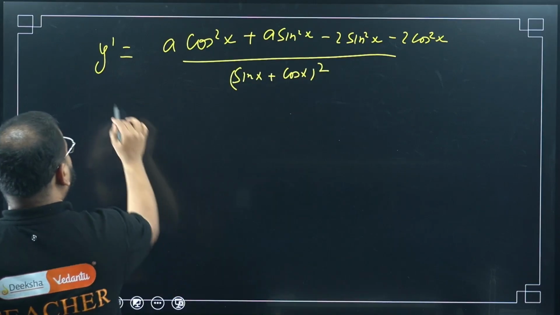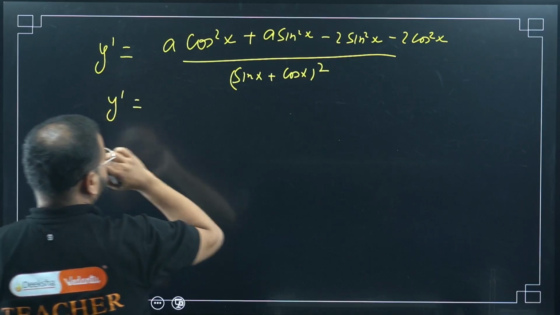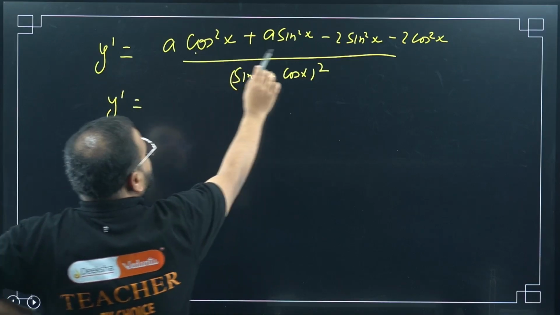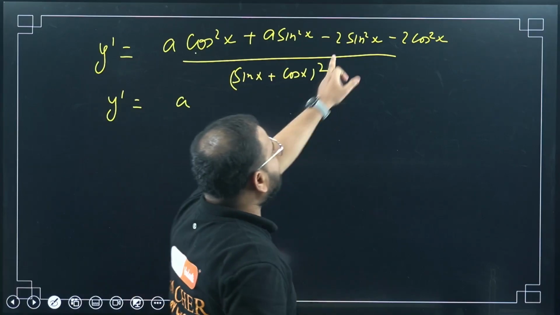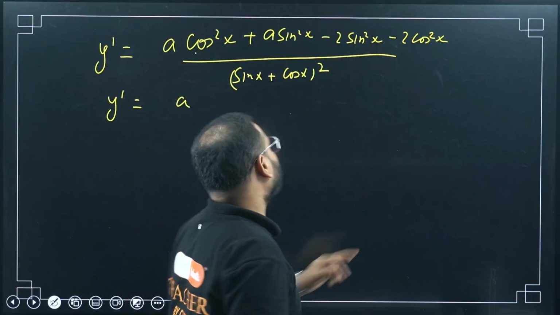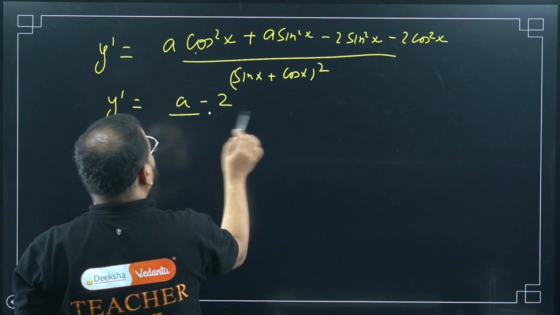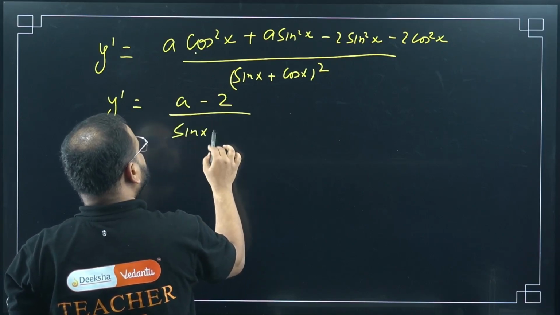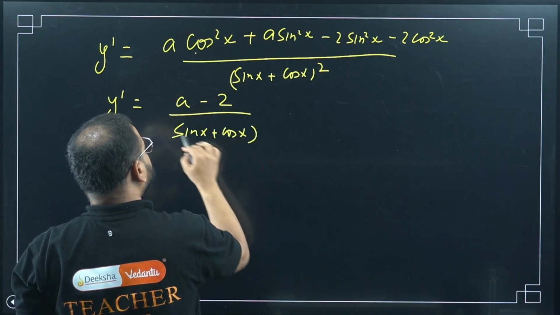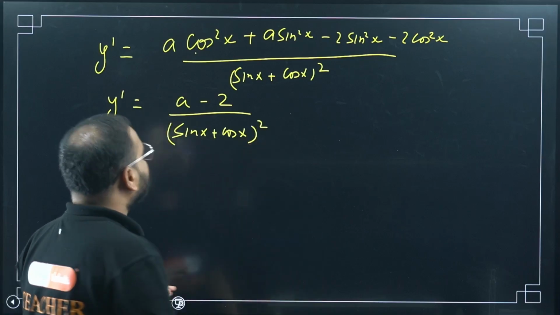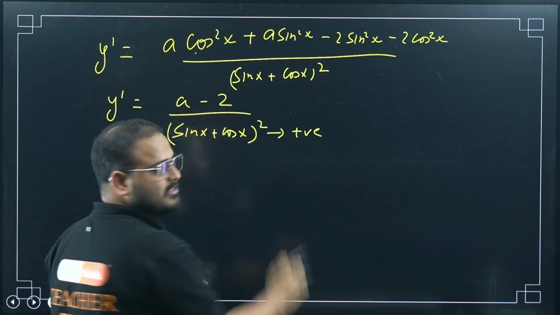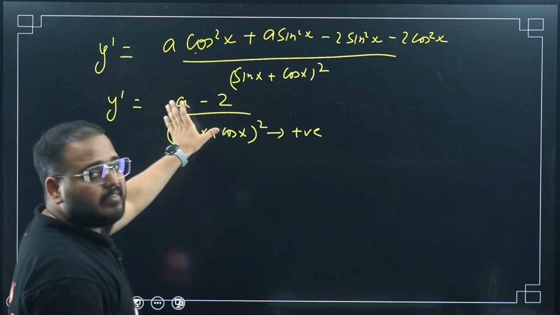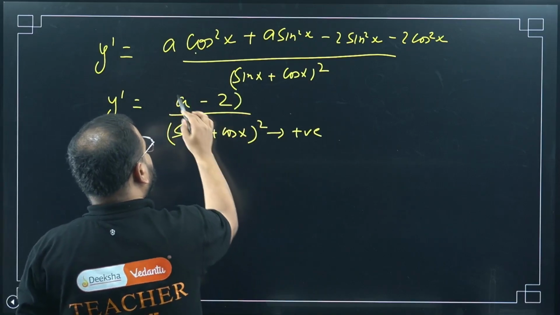What is my y dash now? Please check. So a cos square x plus a sin square x, I can take a common, it will become simply a. Same way, minus 2 sin square x minus 2 cos square x, I can take minus 2 common, it will become minus 2. We know that this part is positive, the square of anything is positive. So the trend will depend upon the sign of this part, a minus 2.